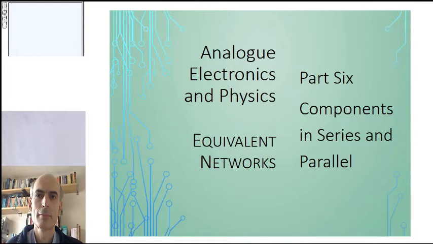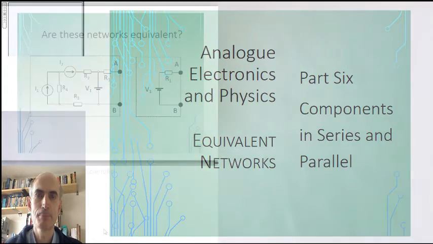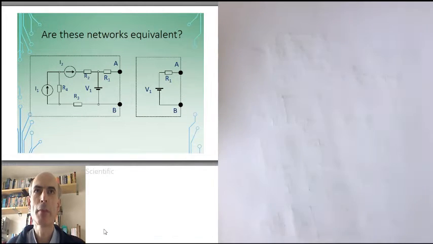Hello, this time I want to highlight a couple of shortcuts which work in some circuits that can allow you to determine the Thevenin or Norton equivalent networks much faster. Firstly, consider this network here.